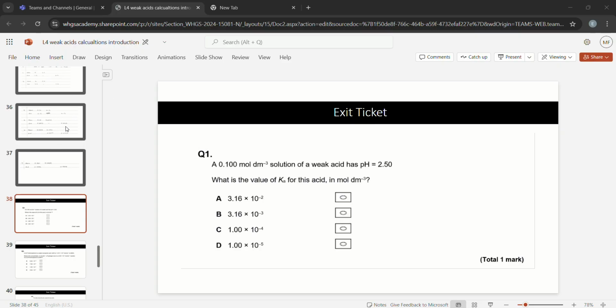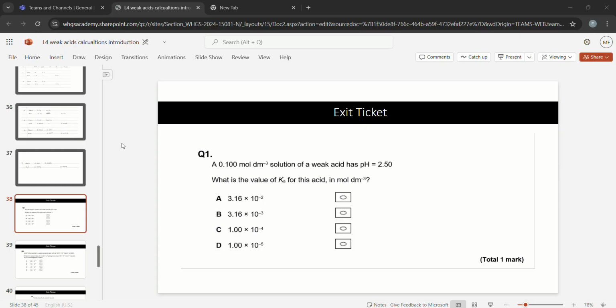Actually, let me just do this one. Ka is 10 to the power minus pKa. That's pKa. Ka is 10 to the power minus 9.40. So at least I've got one calculation done. Now for this, well, I know 0.010 moles per dm cube solution of HCN was used in the first step.